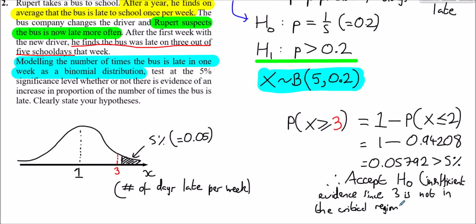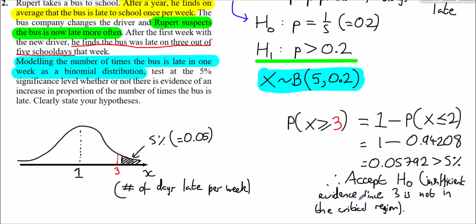Four is, but 3 isn't quite in the critical region. That's about 5.7% from the red line onwards, but the critical region is only 5%, or this tail bit here. So it's 0.7% proportion of the curve here, which is just outside of the critical region. So therefore, we wouldn't quite have enough evidence to reject H0.